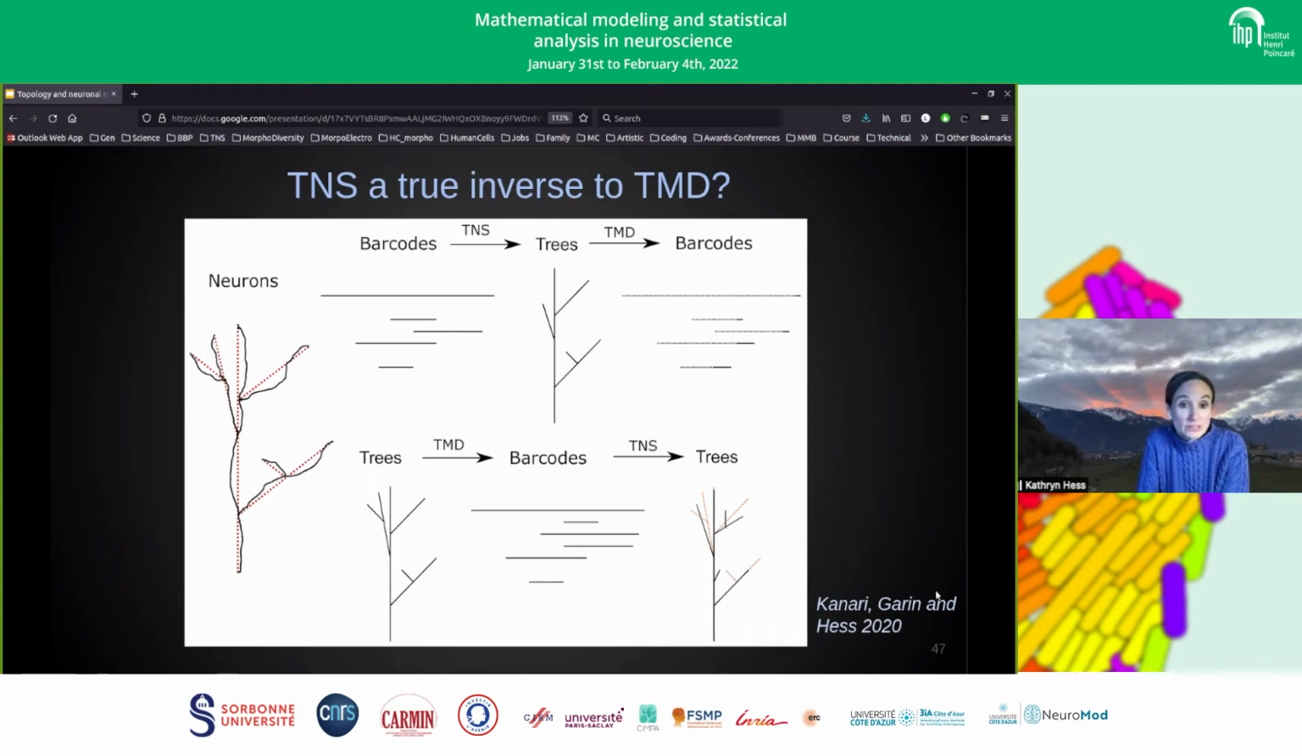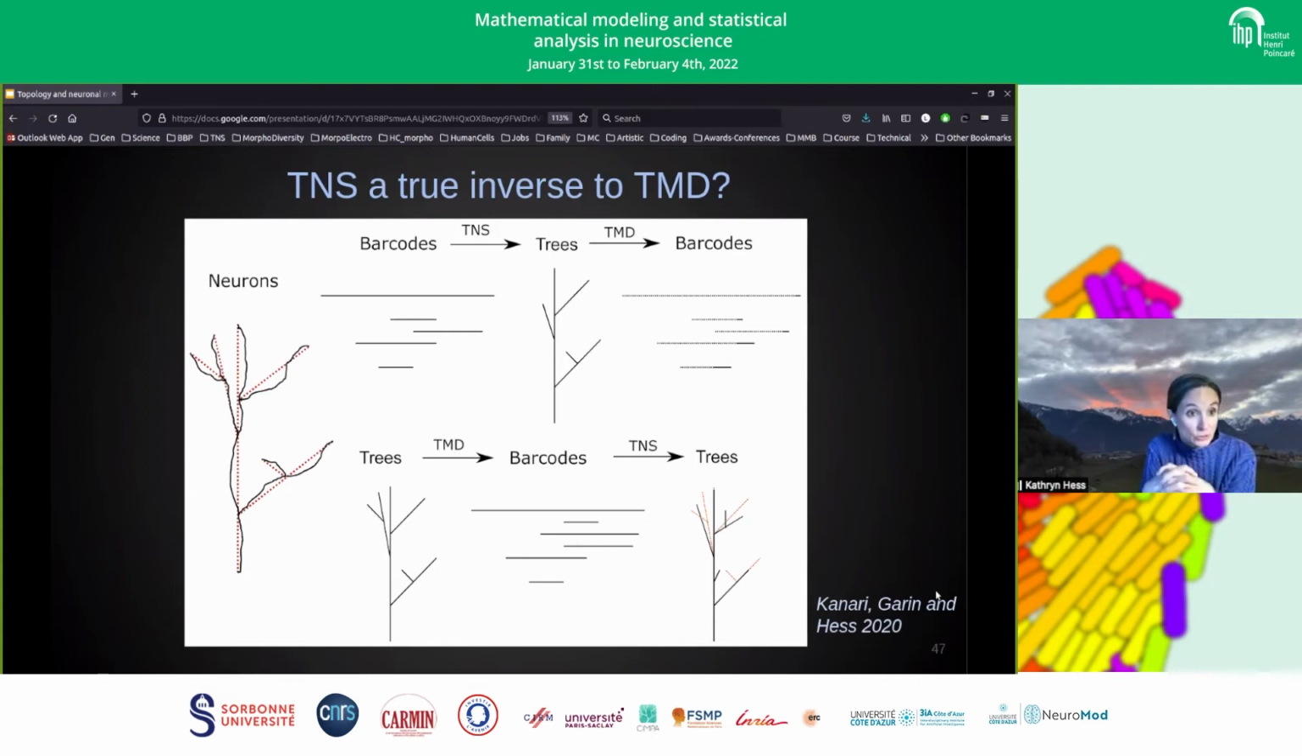And then the question is, of course, there's a stochastic element here, so you're not always going to get the same tree. There's a sort of a distribution of possible trees that you can get. And then you can say, okay, I go from the barcode to the tree, and then I can again apply the topological morphology descriptor and get a new barcode. And I can say, how different is the new barcode I obtained from the one that I started with?